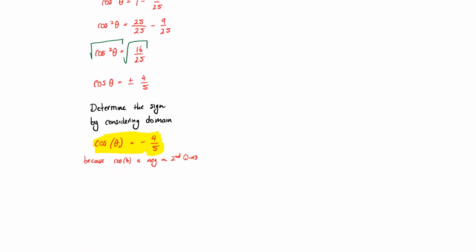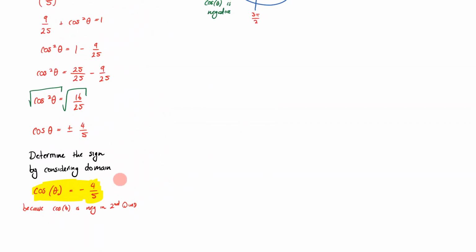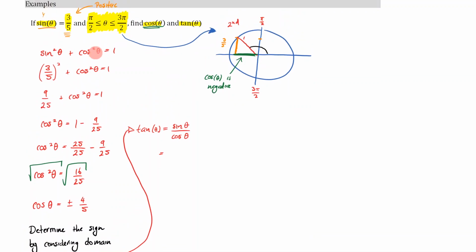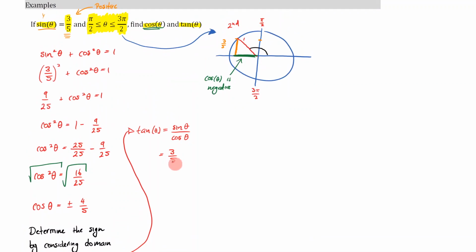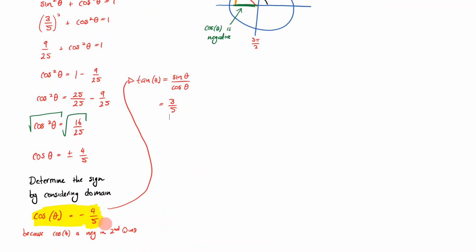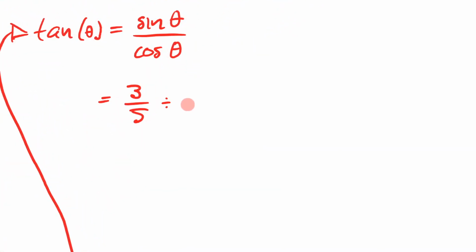But that isn't as hard because we've done all the heavy lifting. So let's now come over here and figure out what tan of theta is. I know that tan of theta is just sine of theta over cos of theta. So that means if I know that sine of theta is 3 on 5, and I just figured out that cos of theta is negative 4 on 5, well, I'm just going to divide them. Keep, change, flip. Those 5s are going to cancel, which means my answer will be negative 3 on 4.